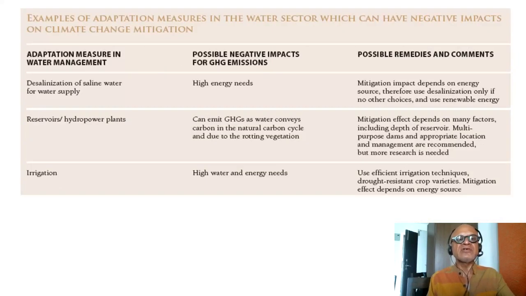Let's read a few more examples of adaptation measures in the water sector which can have negative impact on climate change mitigation. Adaptation measure in water management can be desalination of saline water for water supply. Always has high energy needs, so methods are still to be found for reducing water use. There are ways of using renewable energy like solar and wind, but scalable solutions are not yet available as far as I am aware. Remedies and comments. Mitigation impact depends on energy source, therefore use desalination only if no other choices, and use renewable energy.